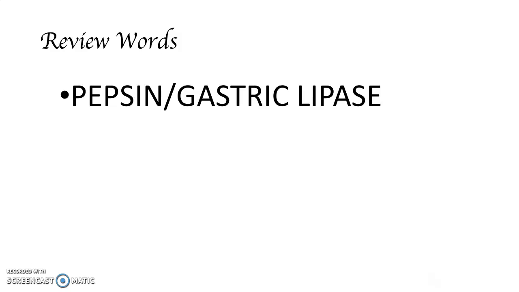Okay, so pepsin and gastric lipase. Hint is ACE at the end of lipase. Okay, so these are two enzymes that are secreted in the stomach. Remember that pepsin is specific for collagen to digest meat, and gastric lipase is specific for triglyceride digestion.